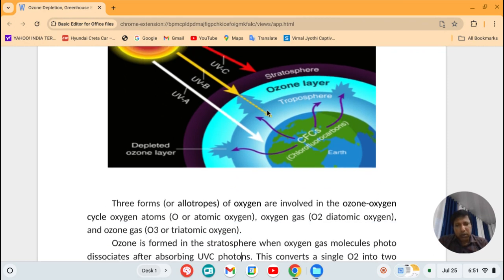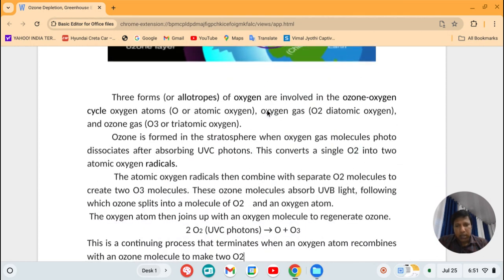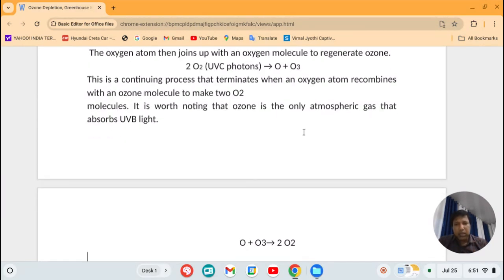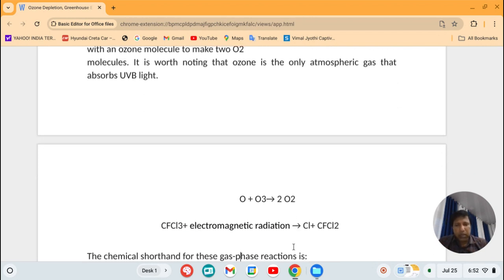Here you can see 2O2 absorbs UVC photons and O and O2 will be formed, and again this O and O2 absorb UVB light and 2O2 will be formed. This is how harmful ultraviolet radiations are not entering into the Earth's atmosphere.